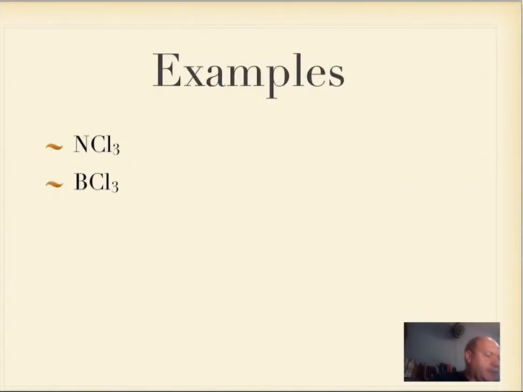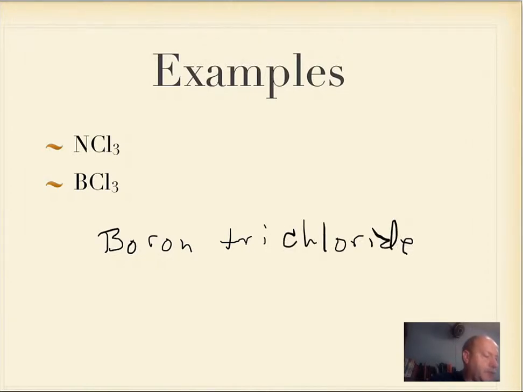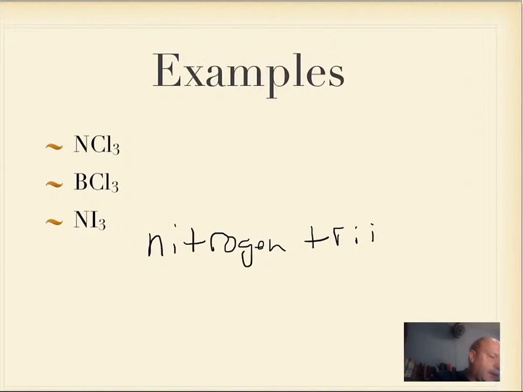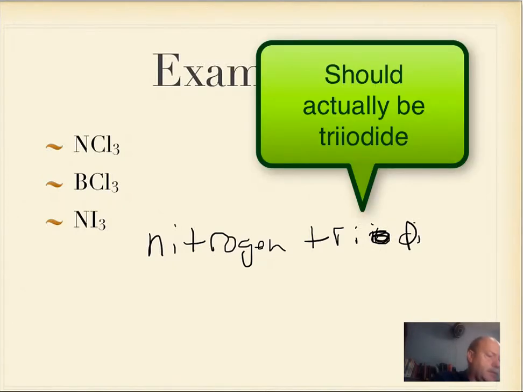BCl3, same thing. We got boron, it's 1, so we don't need a prefix. Boron trichloride. NI3, nitrogen triiodide. I shouldn't have 2 I's in a row. Triiodide. Okay. Sorry, can't spell.